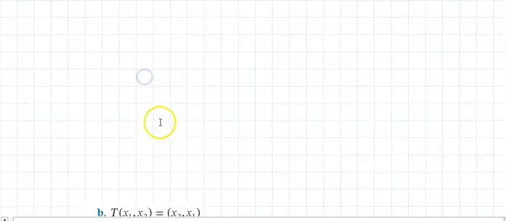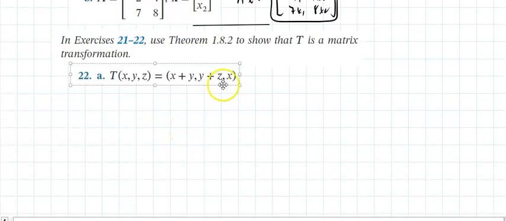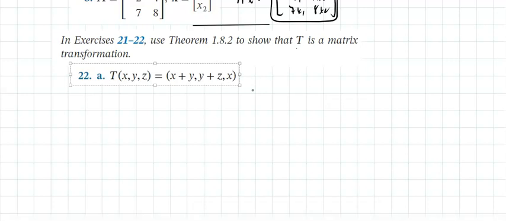And we have 2 of those. Let's get the first one out of the way. It says, use theorem 1.8.2 to show that T is a matrix transformation. Now, forget that it says that theorem.